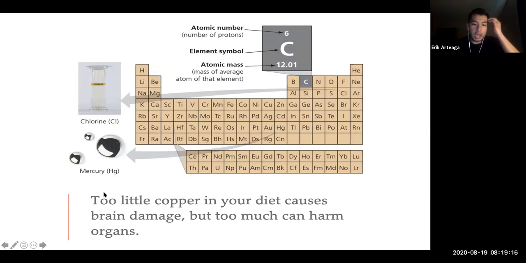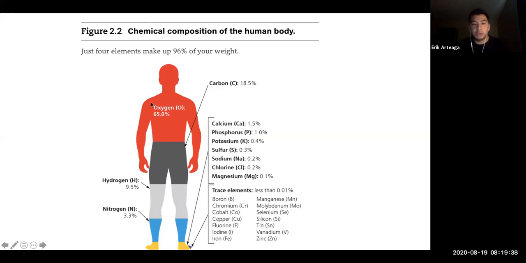So we have different elements that are going to be required for life. Too little copper in your diet causes brain damage. Too much can harm organs. You also need iron. You need trace elements. But the majority of an organic organism is going to be oxygen, hydrogen, nitrogen, and carbon. Carbon makes up a huge percentage of the total weight. These are going to be the main elements: carbon, oxygen, hydrogen, and nitrogen.